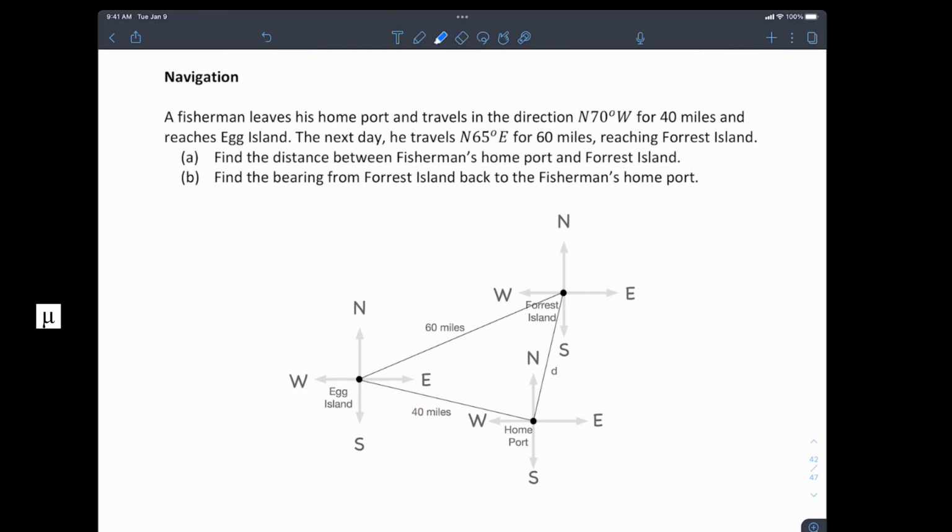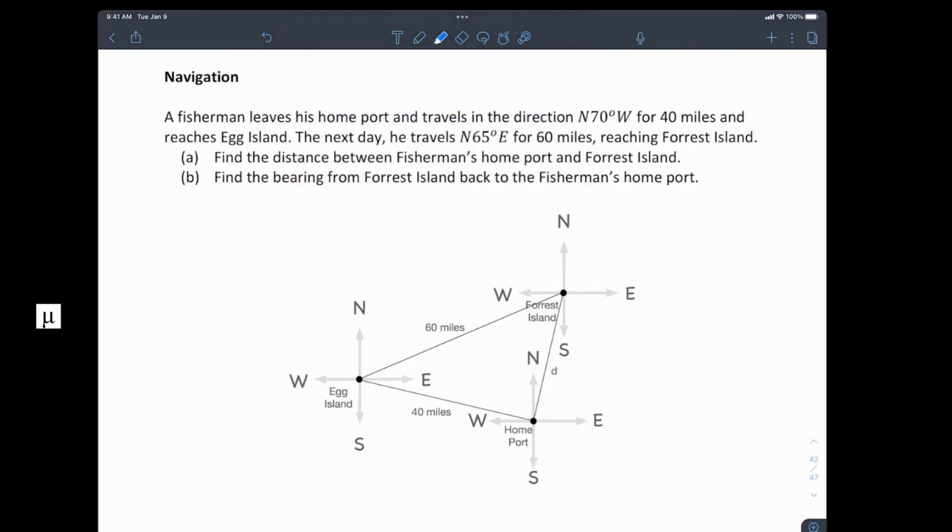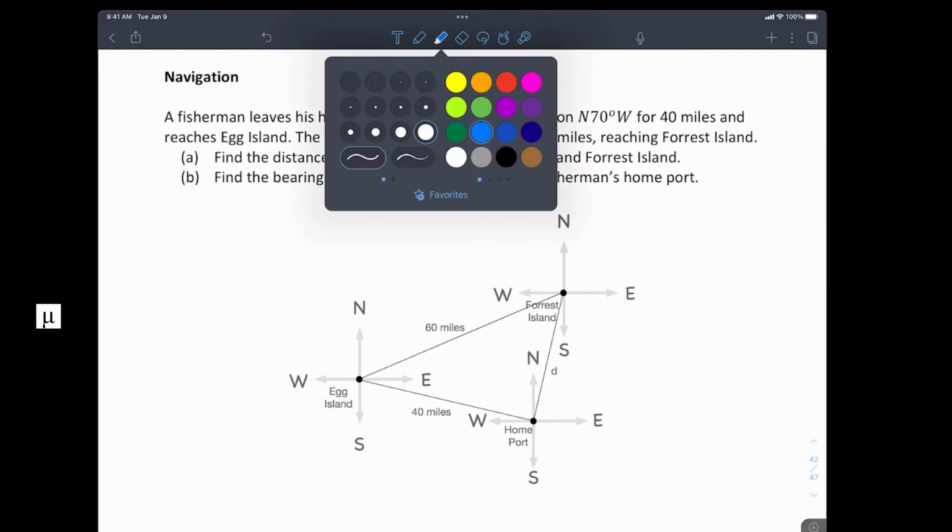So a fisherman leaves his home port and travels in the direction of what? North, 70 degrees east for 40 miles and reaches Egg Island. So when I first read this, I'm like, okay, I first have to know where is the what? Home port.